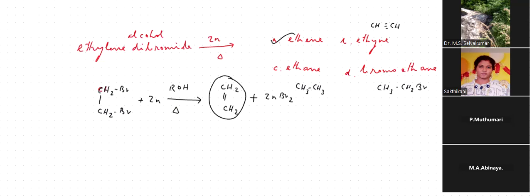Ene means a double bond. Ine means a triple bond. Ethine is acetylene. Ethylene is ethene. Ethane is a saturated hydrocarbon. Bromoethane, you know, is ethane with one hydrogen replaced by bromine.